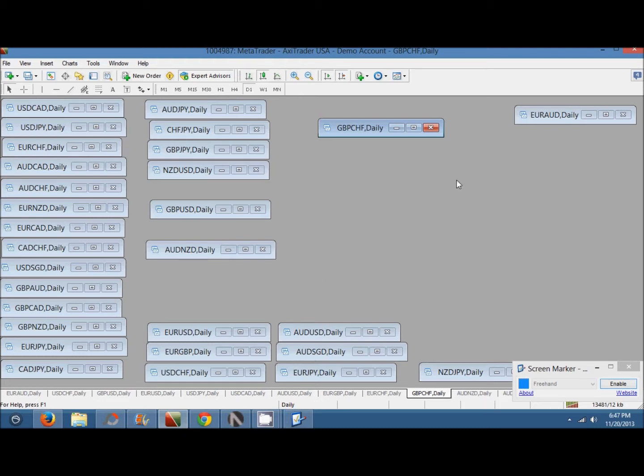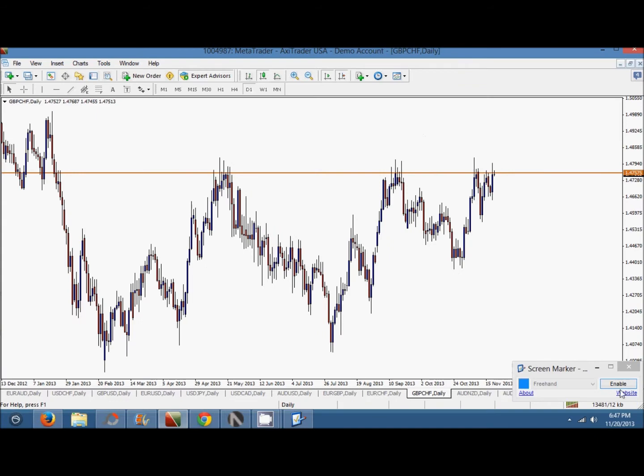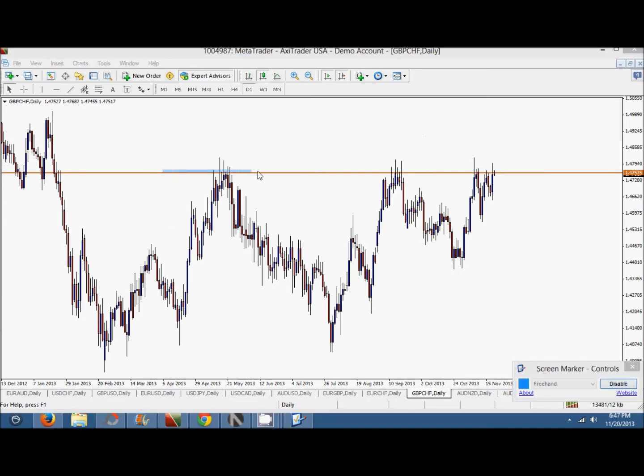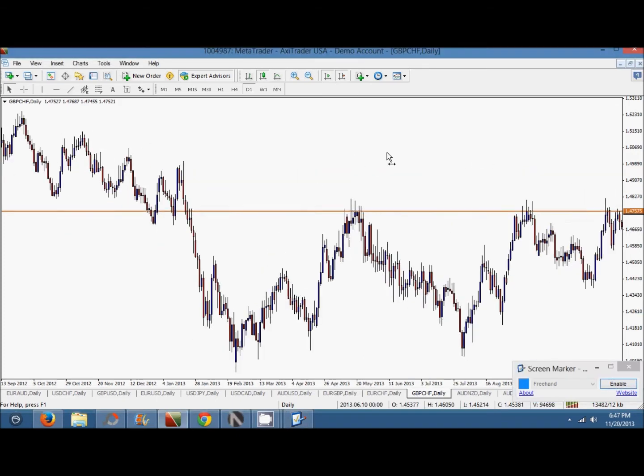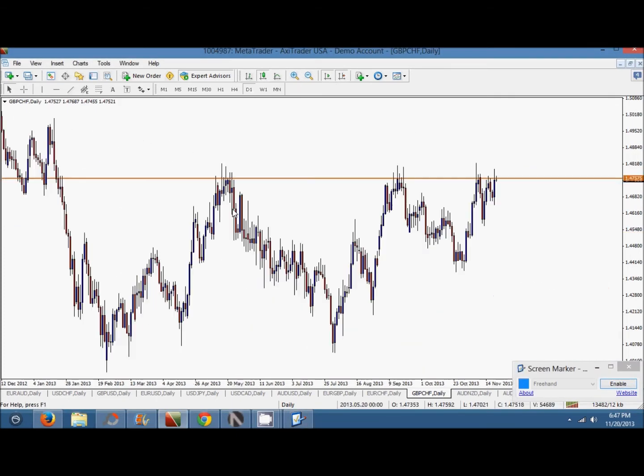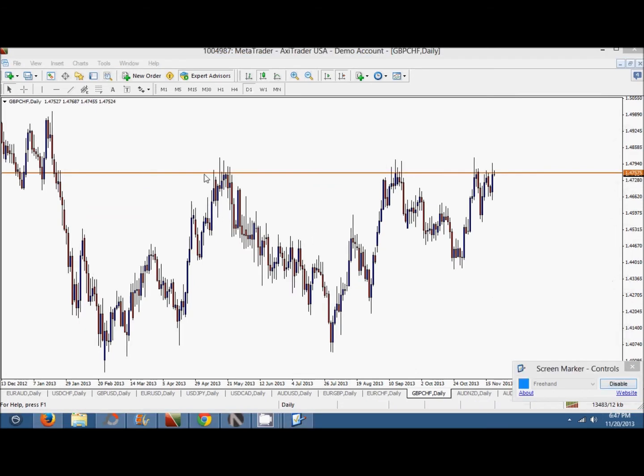Alright, so the first chart we're going to be looking at is the British pound Swiss franc on the daily chart. Now if we take a look at this chart, we see this area right here I drew. This line has been a major resistance zone in the past for this chart. We can see that prices have respected it right here with a bunch of wicks hitting it, and again right here, and again right here. We have yet to see prices shoot down, but we don't really know what to expect right now.